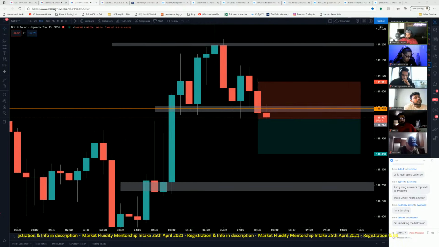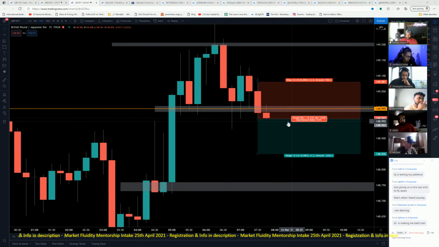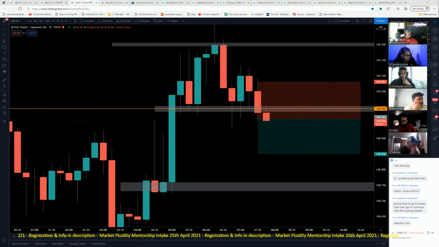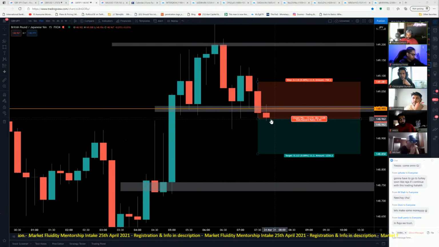Can we break below 148.950? All right, very nice. We're moving in the right direction now. Pound yen, beautiful. Let's stay on that course, mate.